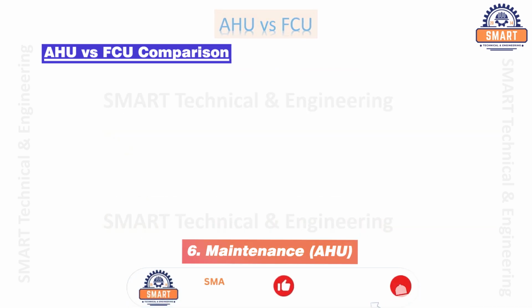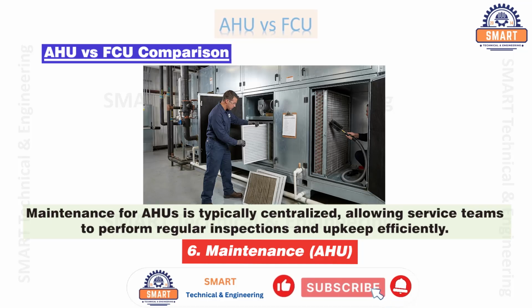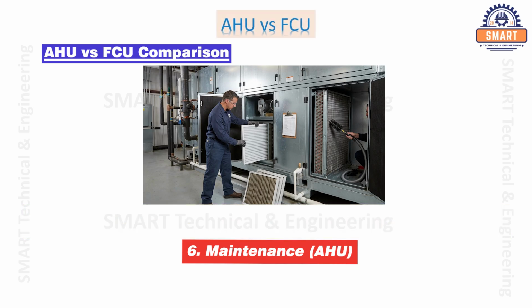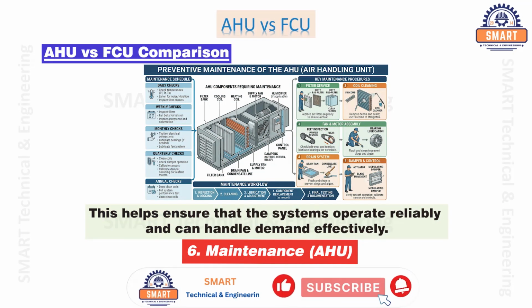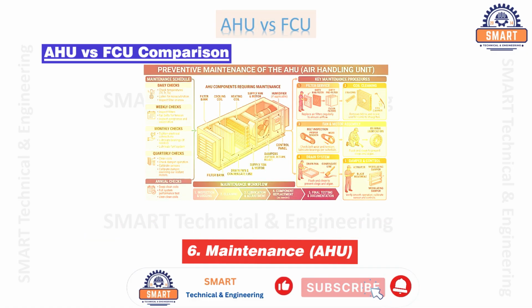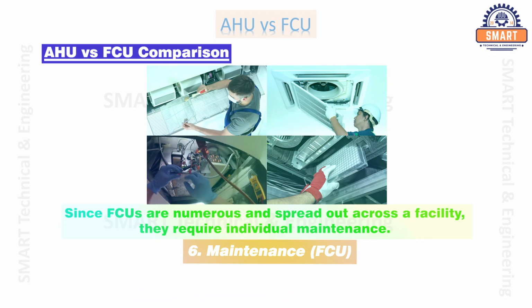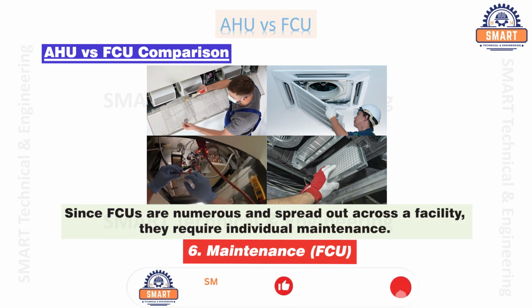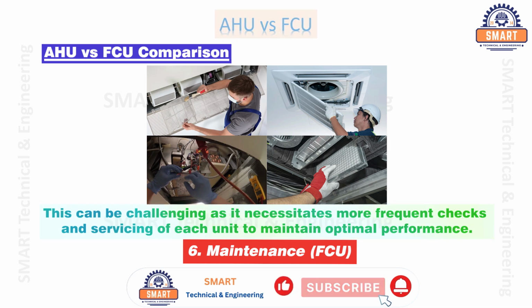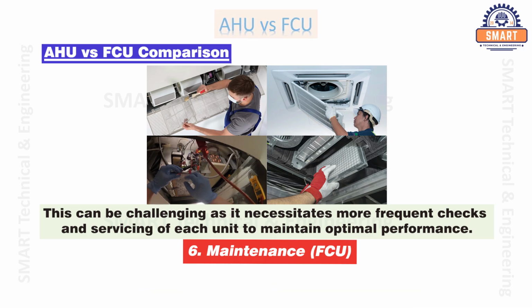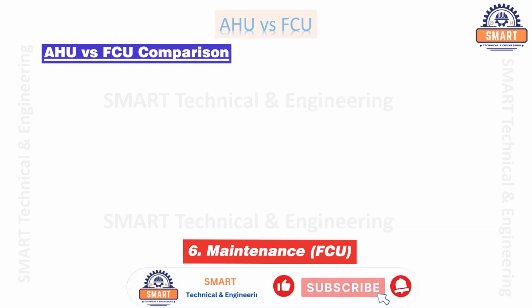Number 6. Maintenance. Maintenance for AHUs is typically centralized, allowing service teams to perform regular inspections and upkeep efficiently. This helps ensure that the systems operate reliably and can handle demand effectively. Since FCUs are numerous and spread out across a facility, they require individual maintenance. This can be challenging as it necessitates more frequent checks and servicing of each unit to maintain optimal performance.